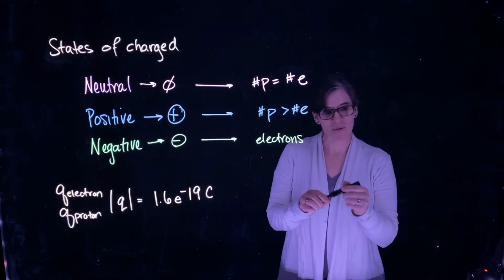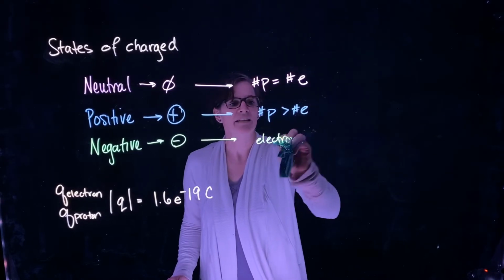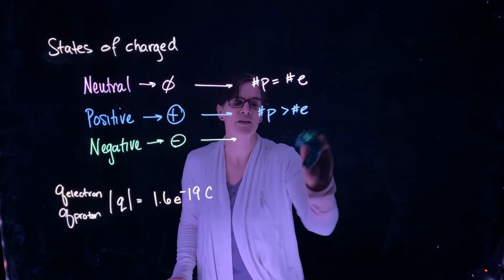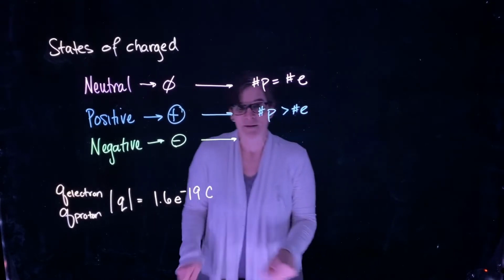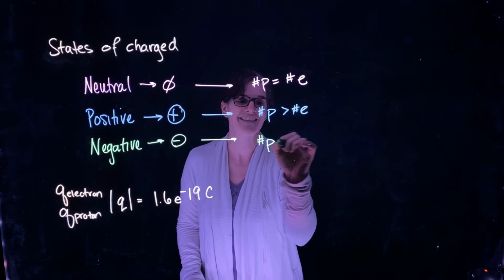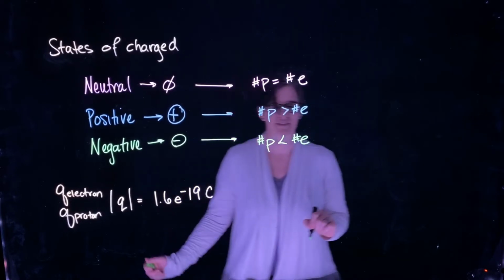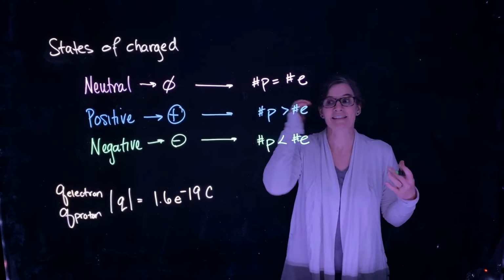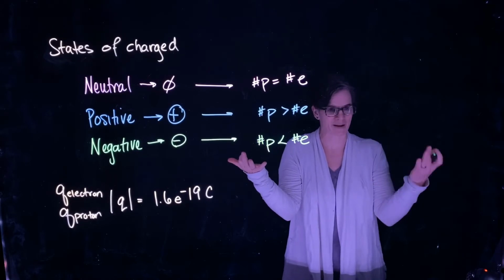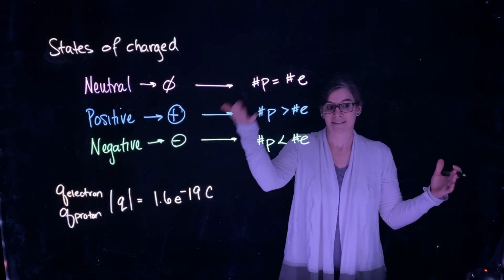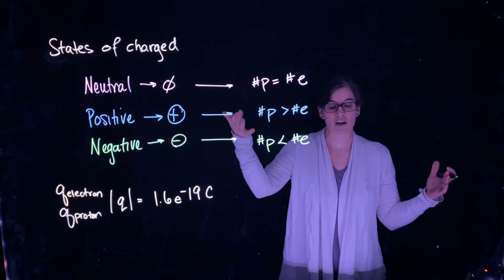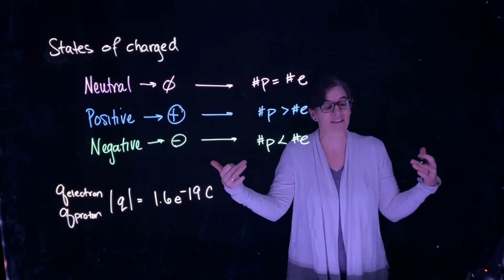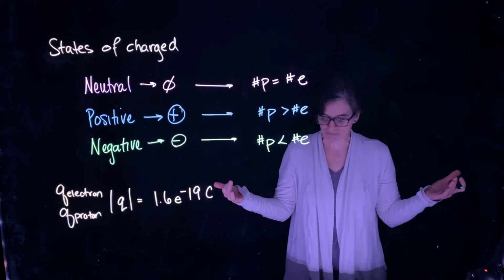All right. What about a negatively charged object? Well, a negatively charged object tells me that the contribution to the charge from the electrons is greater than the contribution of the charge from the protons, which makes it so that the number of protons is less than the number of electrons in that object. So charged objects are simply a state of how many electrons we have compared to the number of protons we have. If they're equal, I have a neutral charge. If the number of protons is greater than the number of electrons, I have a positively charged object. And if the number of electrons is greater than the number of protons, I have a negatively charged object.